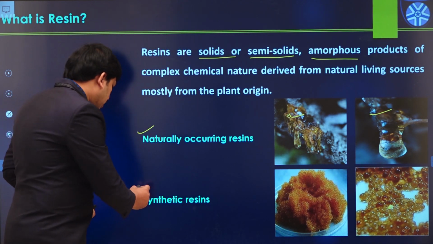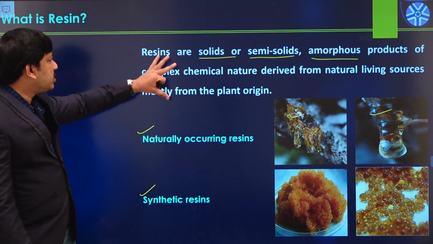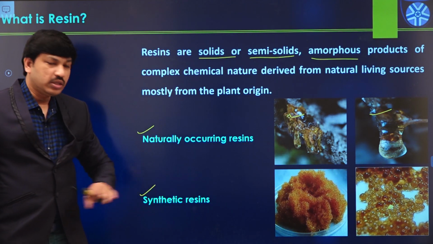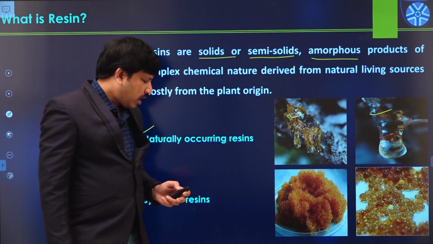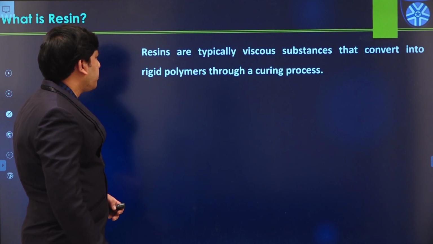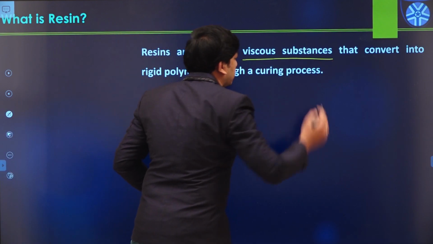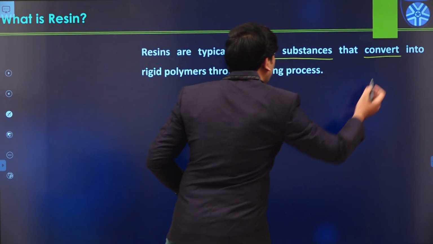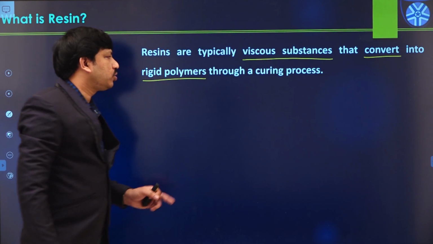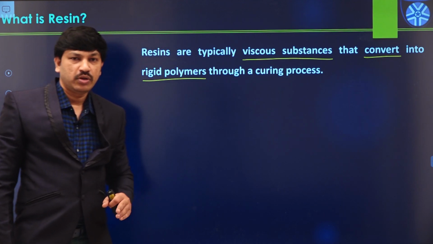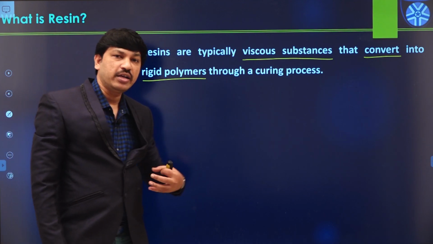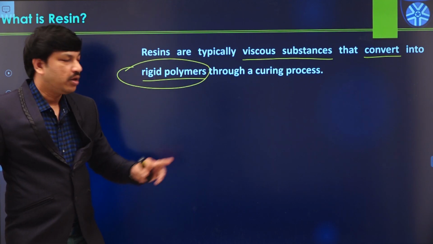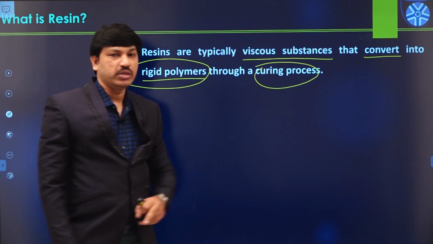So we can synthesize the resins in our laboratory also. Resins are actually classified into two different types: naturally occurring resins or synthetic resins. And resins also have another important property. Basically these are viscous substances, but they can easily convert into rigid polymers through a suitable curing process. So these resins act as starting materials for generating highly rigid polymers by using a suitable curing process.